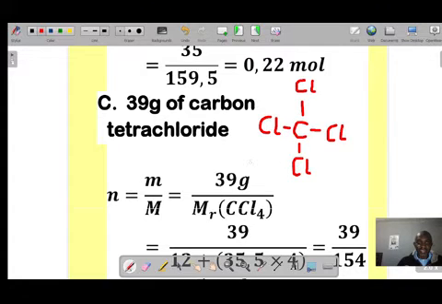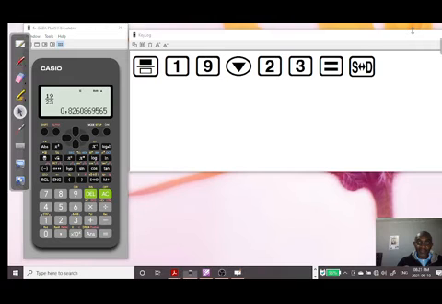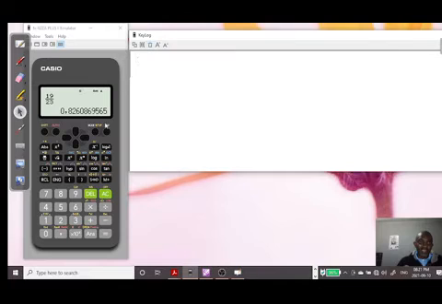Now, our given mass was 39 grams of carbon tetrachloride. So, let's check it out together. The 39 divided by what? 39 grams.